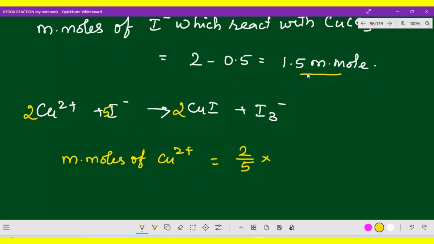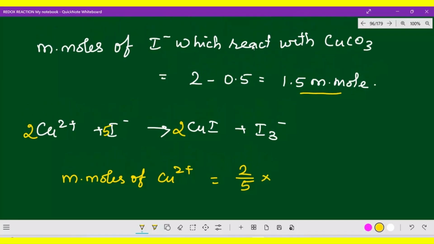Into the millimoles of reacted iodine, the iodine which reacted with copper carbonate, right? So that is what we are checking. The millimoles of I- which reacted with copper carbonate, that only we are checking from the whole, and then we are reducing that reacted part. So according to the stoichiometric coefficients of the balanced equation, 2 by 5 into 1.5, you will get the required millimoles. So you are getting 0.6 millimoles. I hope you got that idea.